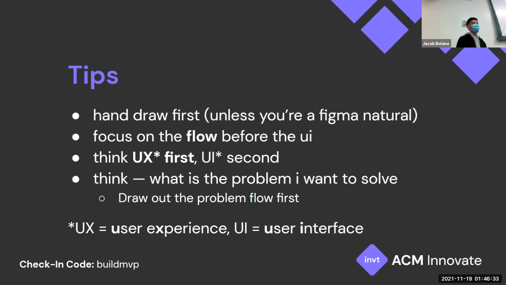Some tips when you're wireframing and building an MVP using Figma: hand draw things first, unless you're a natural and you can just build it from scratch from the start. Hand drawing things will be easy because it'll get you a general idea of how you want things to look. And then focus on the flow before the UI.